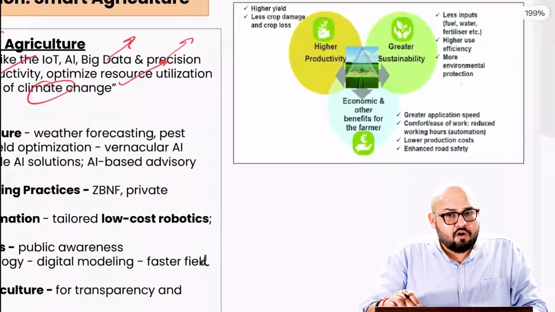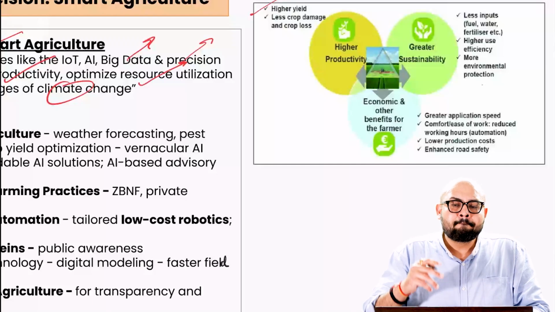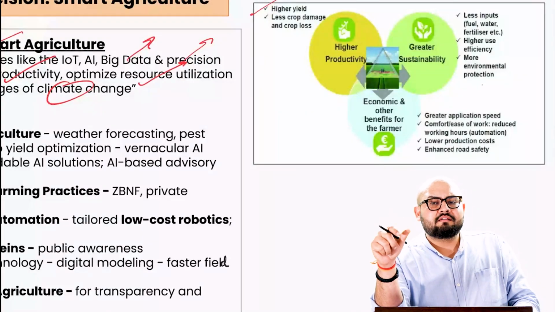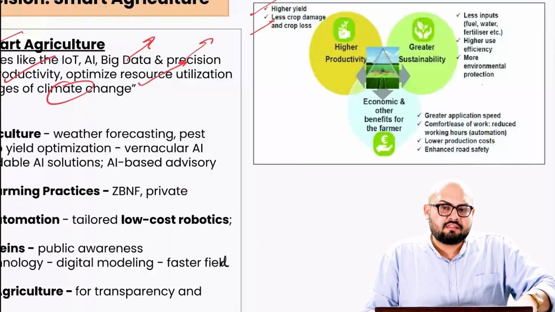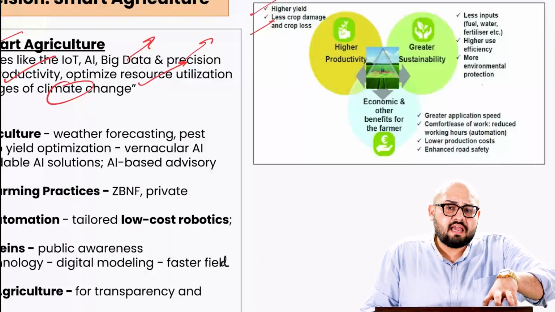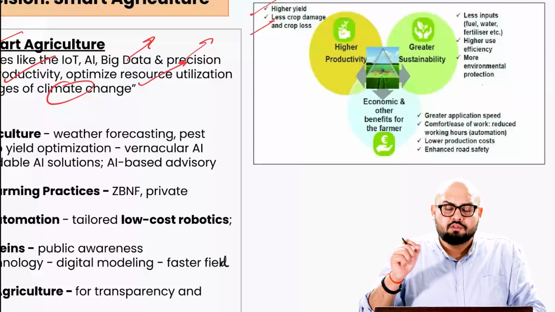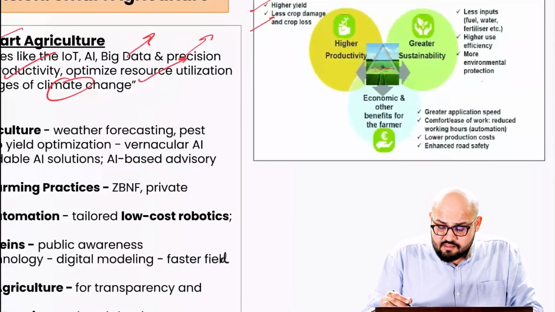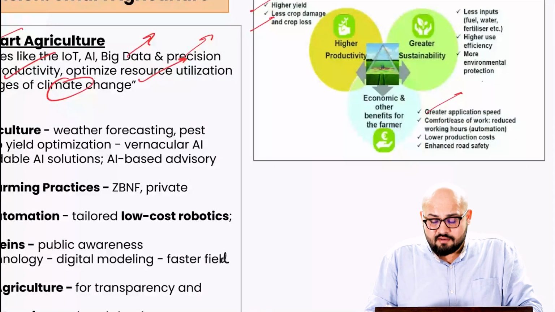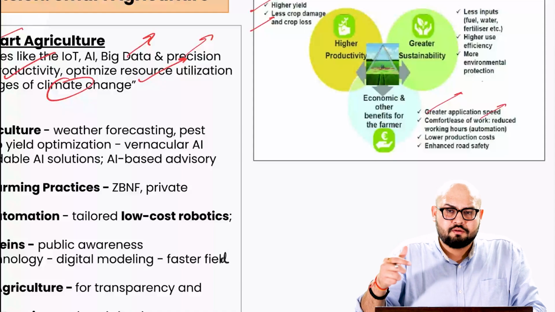What are the benefits of smart agriculture? The very first is it would lead to higher yield, right? Because optimum usage of fertilizers and other inputs would be there. Next is less crop damage and crop loss. Let's say if you're using AI, and the AI gives you direction that there is a possibility of extreme weather events, the farmers would be able to have some safeguards, right? Next is greater application of speed, comfort, ease of work, reduced working hours because you're using automation, be it robotics.